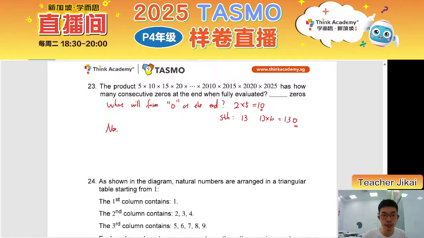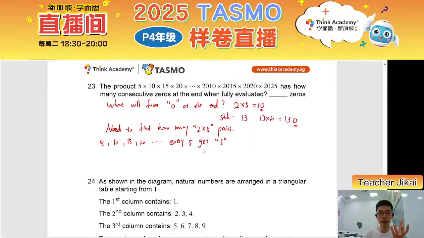We need to find how many 2 times 5 pairs there are. So let's observe 5, 10, 15, 20, and so on. You can see that every 5 we get a multiple of 5. 5 is a multiple of 5, 10 is 5 plus 5, 15 is 10 plus 5, all multiples of 5.